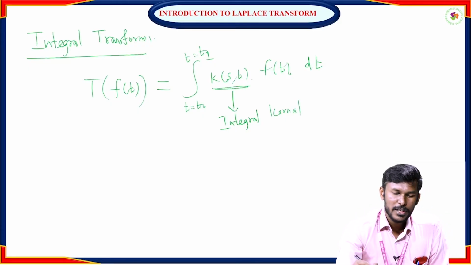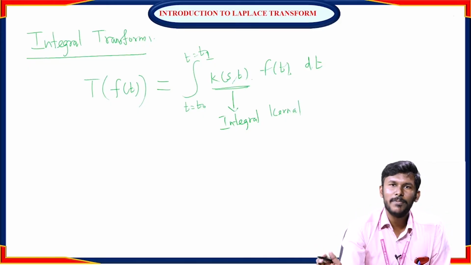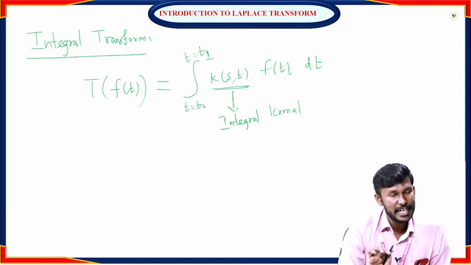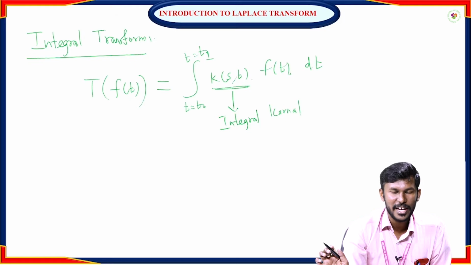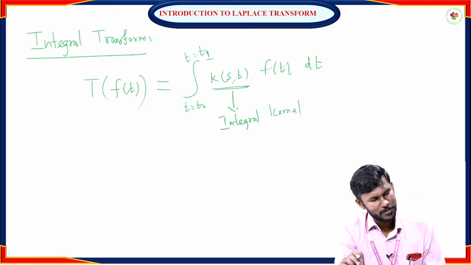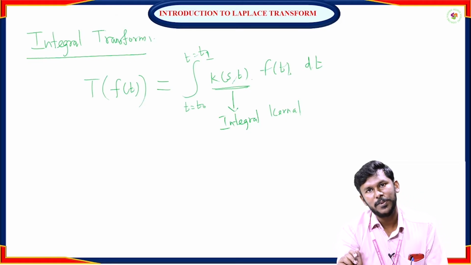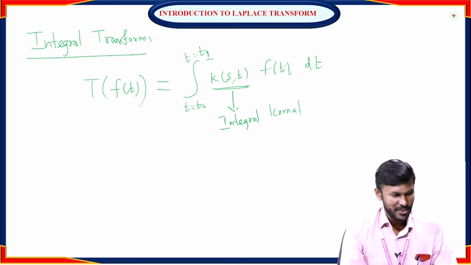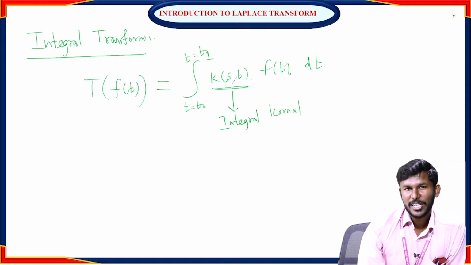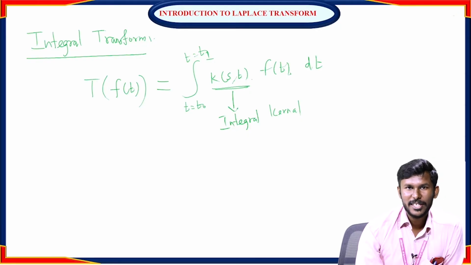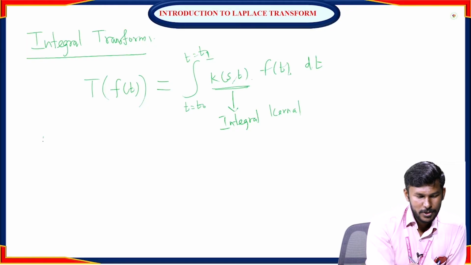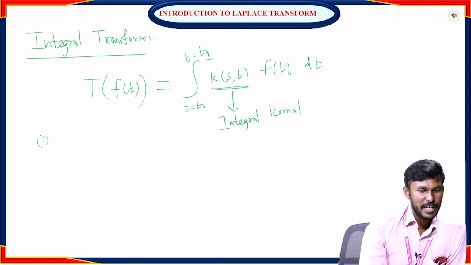These t0 and t1 are constants; depending upon the problem, we have to fix them. So this is called an integral transform. Now we are going to discuss the Laplace transform, but before that, we are going to discuss the Fourier transform also, which is also a case of integral transform. So we are giving two different examples of integral transform.